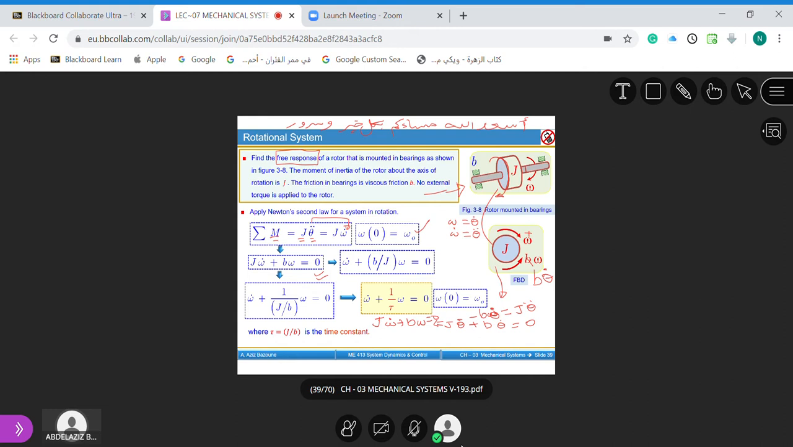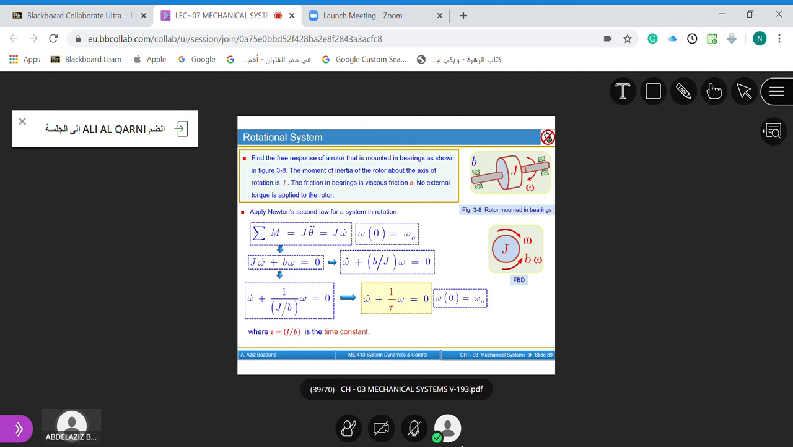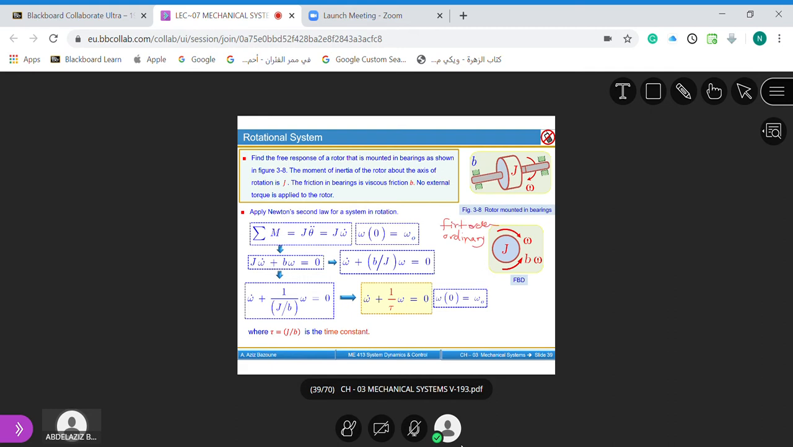You can further simplify it or write it in standard form. The standard form is to leave the coefficient of the first derivative equal to unity. That's why we write it as omega dot plus B over J omega is equal to zero. This is an ordinary differential equation of first order because it has the first derivative. In standard form, we write omega dot plus 1 over tau omega is equal to 0, where tau is J over B, known as the time constant.